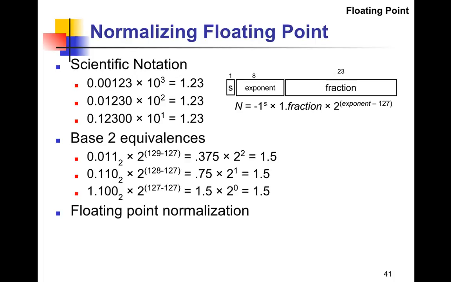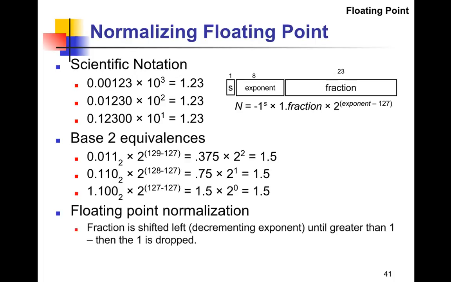So let's look at how we do this floating point normalization. The fraction is shifted to the left. Remember, the thing to notice here is that when I change this number right here to a lower number, I need to change this one by shifting it over. So this is really related to the shift number here. So remember, the fraction is shifted to the left. You decrement the exponent until the number is greater than 1, and then the 1 is dropped. That's what we do.